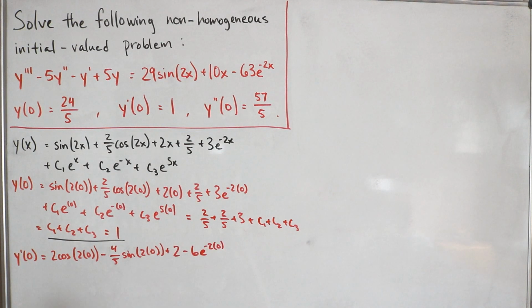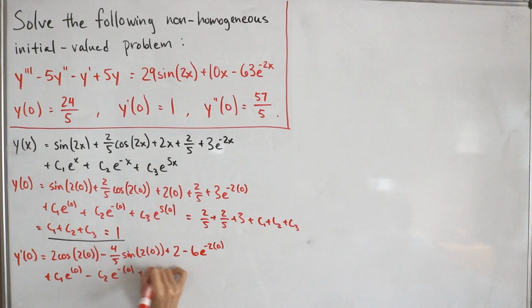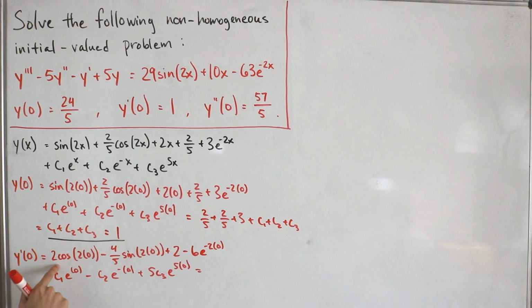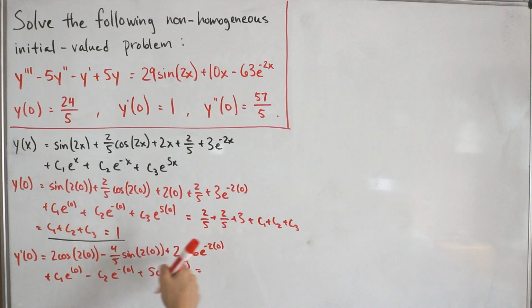What's left is just to take the derivative of the c1, c2, and c3 terms. Doing so will yield plus c1 multiplied with e to the power 0, subtract c2 e to the negative 0, and then add 5 times c3 e to the power 5 times 0. So what that'll yield now is that I have a 2, and then plus 2 is 2, and plus 4, sorry, and then minus 6, so that's going to be a negative 2. And then everything else will just disappear since sine of 0 is just 0.